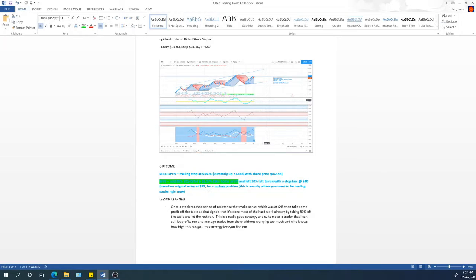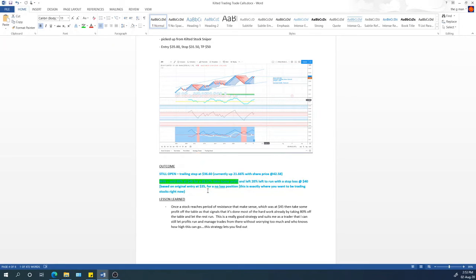Remember we took this one at $35. I've now got a stop at $40. Bear in mind it just tipped over $45. So I've left 20% to run. Who knows where it's going to go to? I'm pretty confident I'll get to the $50 mark. It might pull back. If it does, I've got a stop loss at $40, so it's a no loss situation.